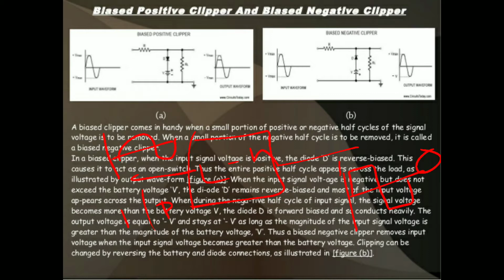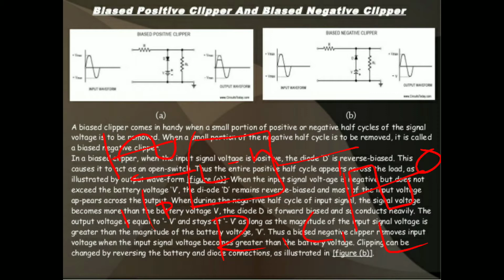Here we are using a linear network, which means we are using linear elements. What are the linear elements? Resistor, capacitor and inductor are the linear elements. By using these components we are constructing a linear network. For the linear network we apply a sinusoidal input, but the output is non-sinusoidal. That is known as non-linear wave shaping.